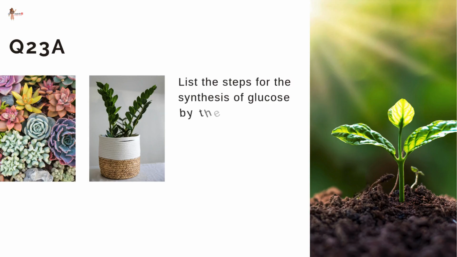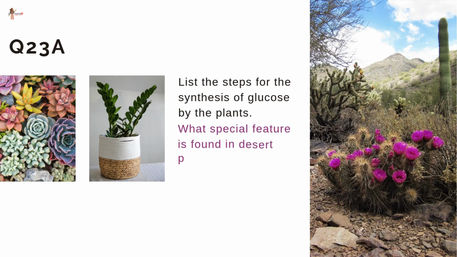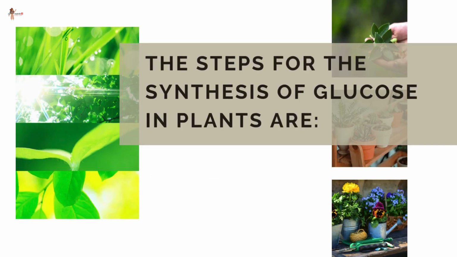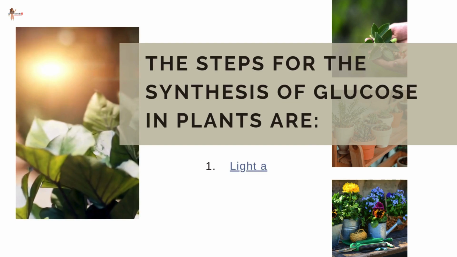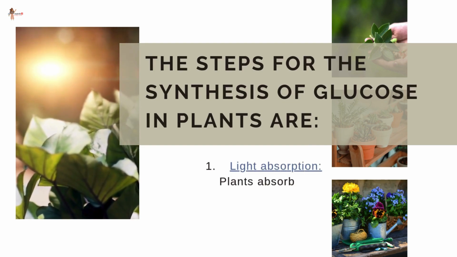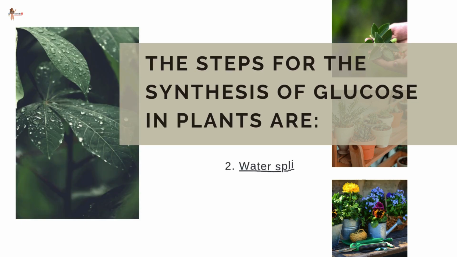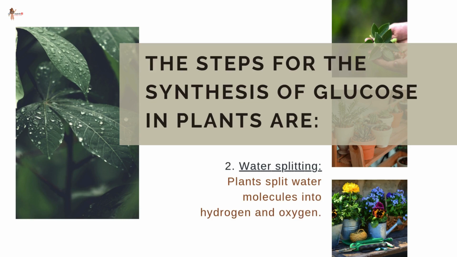List the steps for the synthesis of glucose by the plants. What special feature is found in desert plants related to this process? The steps for the synthesis of glucose in plants are light absorption. Plants absorb light energy by chlorophyll. Water splitting. Plants split water molecules into hydrogen and oxygen.